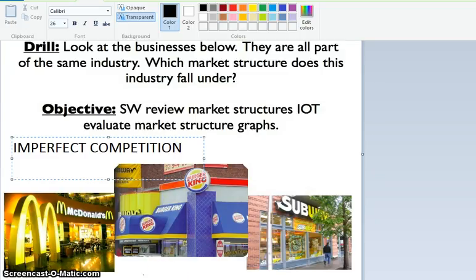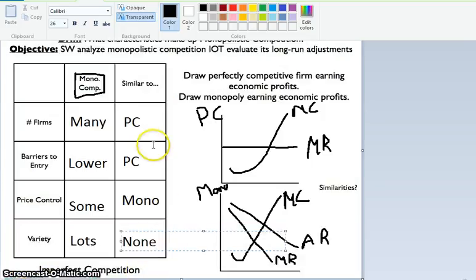So let's take a look at this chart that I asked you to fill in. I'm not going to spend too much time here. If you have a question about the characteristics of monopolistic competition, by all means ask me, but this is how it shakes out. Now, for similarities, it's very similar to perfect competition in that there are many firms, and the barriers to entry are pretty low.